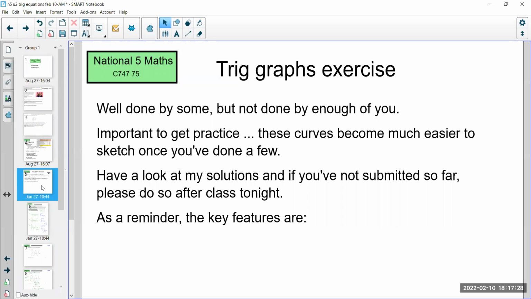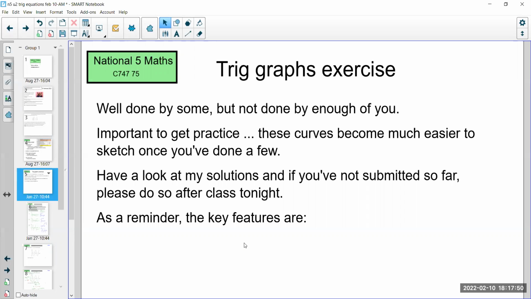Once you practice them, then you've got a better understanding of what type of question you're asked during a trig equation. I'll go through the solutions, and if you've not submitted yours, you can still give it a try.